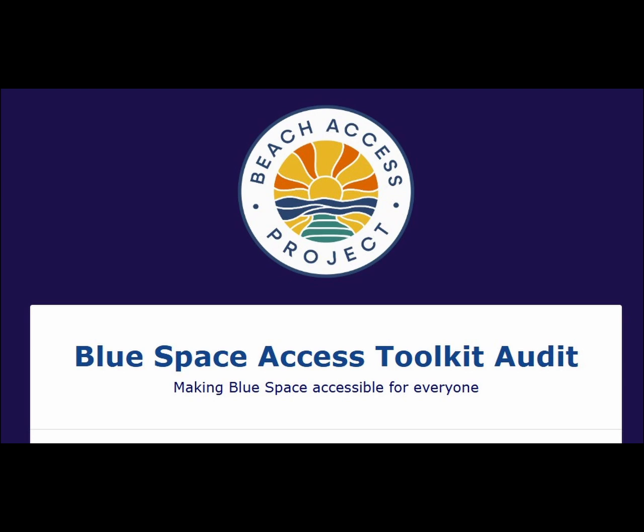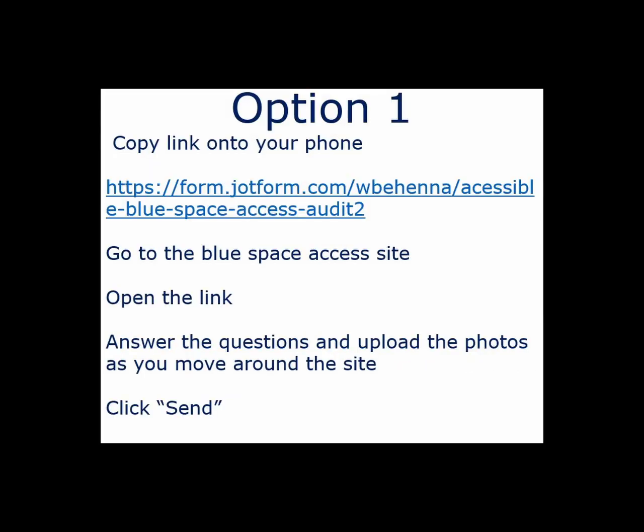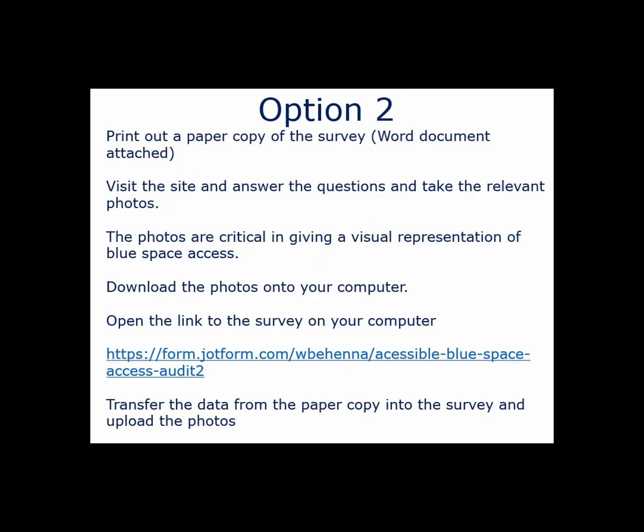This is a video to help you fill out the audit form. You have two options. You can either go on site, click on the link, open up the form and then take the photos and add them as you go, or you can print off a paper form, go on site, fill out all of the information that's requested and take the photos, and then when you get back to the office you can open up a laptop or desktop, click on the link and transfer all of the written information into the form.